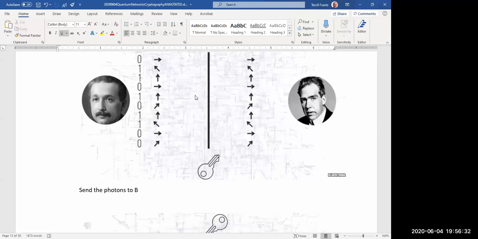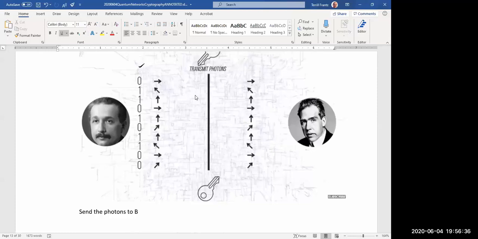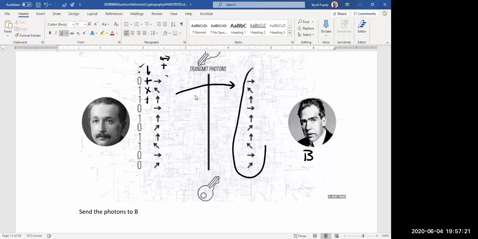Here I've got the bits, and then here the orientation is rectilinear, here it's diagonal, rectilinear, etc. And then this is the corresponding value. So horizontal for rectilinear is 0, pointing to the left for diagonal is 1, etc. So I basically transform these bits through a random basis, and I get these results. These photons are then sent to the counterparty, B. So now B has those oriented photons, just like you do over here.